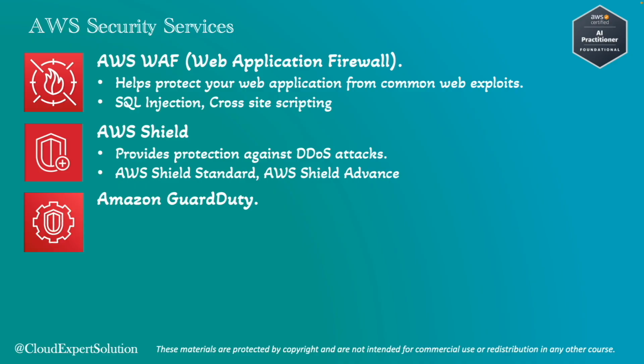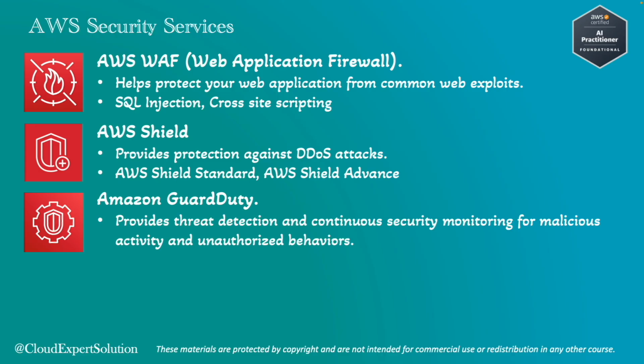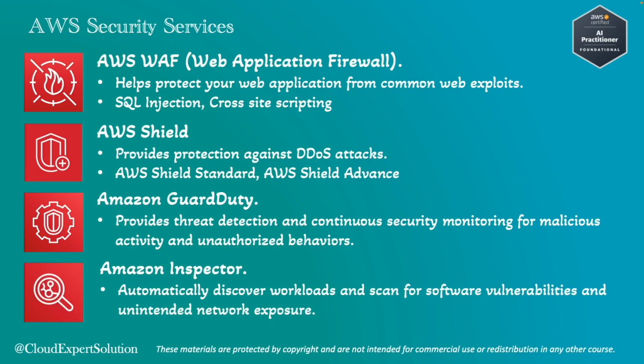Then we have Amazon GuardDuty. Amazon GuardDuty provides threat detection and continuous security monitoring for malicious activity or unauthorized behavior. Followed by Amazon Inspector. Amazon Inspector can automatically discover workloads, that is your EC2 instances, container workloads, or even Lambda functions, and it can scan for software vulnerabilities and unintended network exposures.